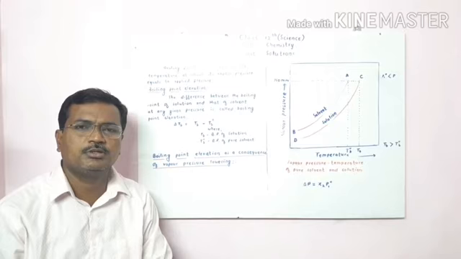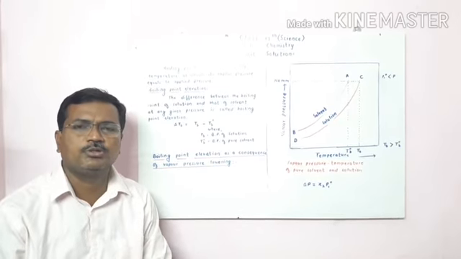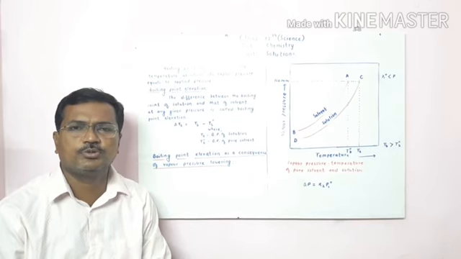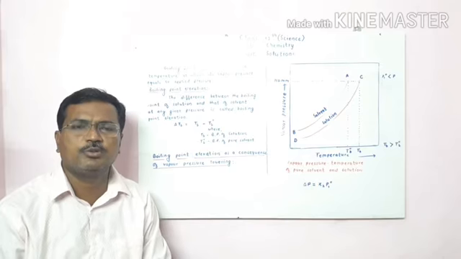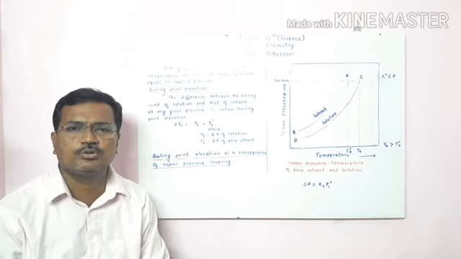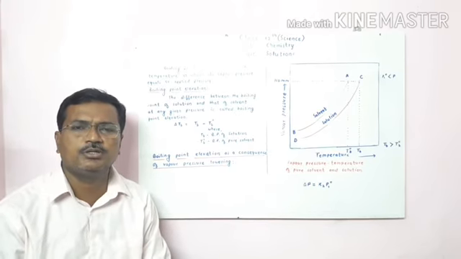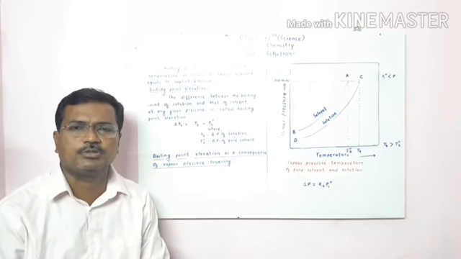Hello students, in the last period we have seen colligative properties. Colligative properties of solutions are those properties which depend upon the number of solute particles present in the solution and not the nature of the solute particles present in the solution. Some examples were lowering of vapor pressure, elevation of boiling point, depression of freezing point and osmotic pressure.